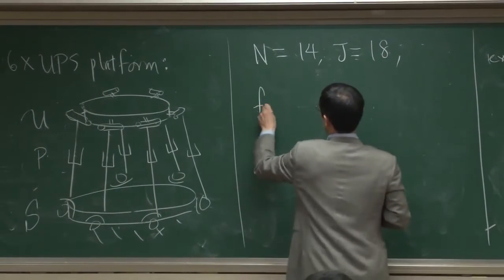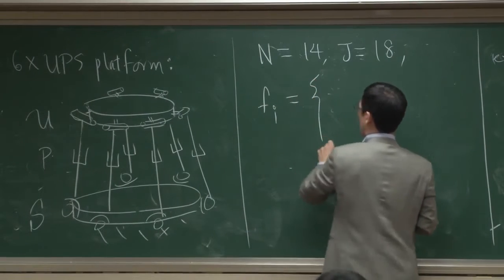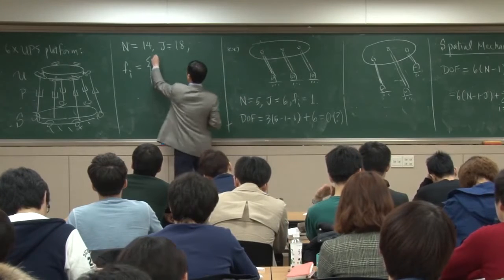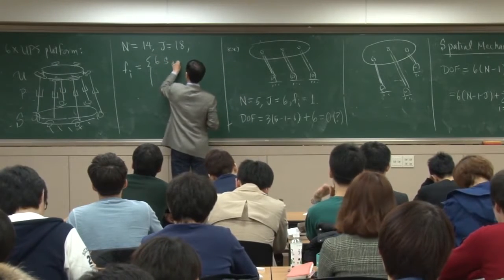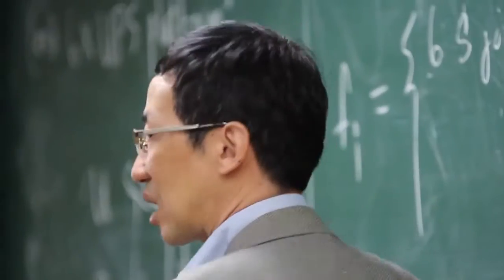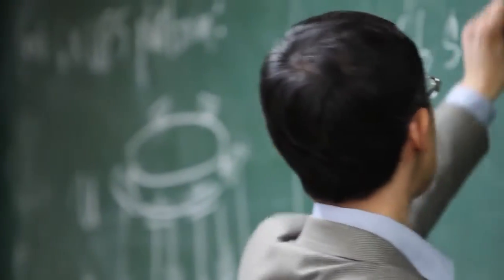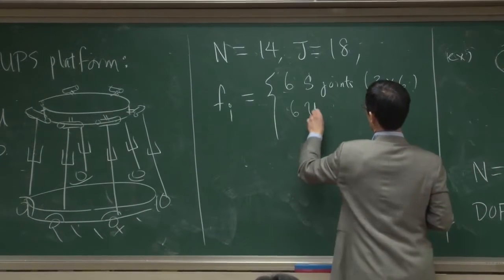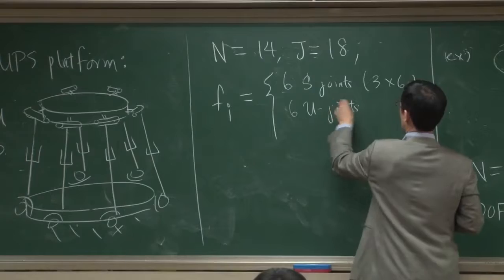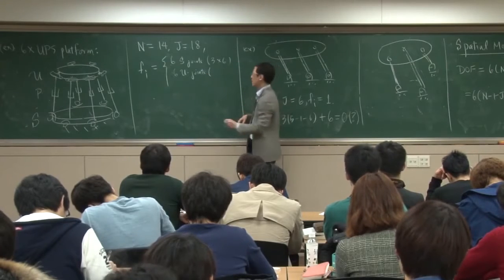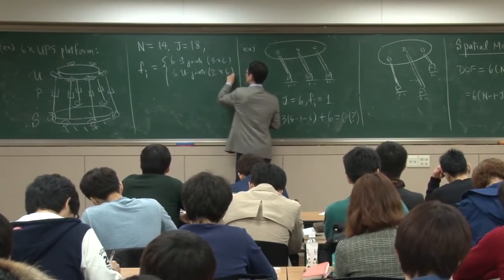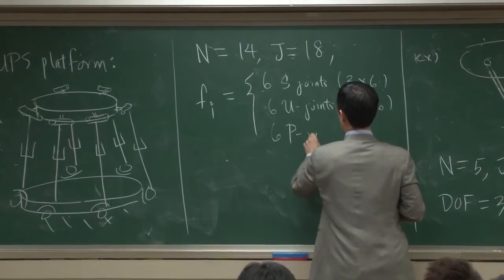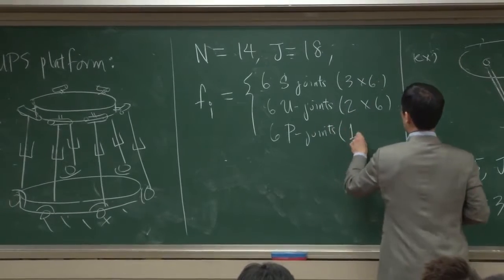And then the degrees of freedom. Well, this gets a little bit more involved. We have 6 S joints. Each S joint has 3 degrees of freedom, so it's 3 times 6. We also have 6 U joints. Each U joint is 2 degrees of freedom, so it's 2 times 6. And then 6 P joints. So this is 1 times 6.